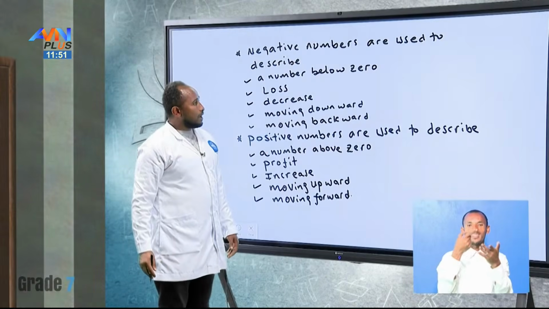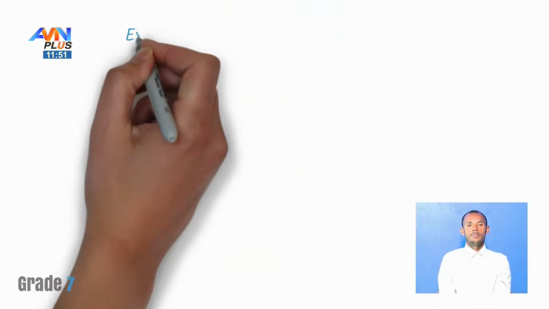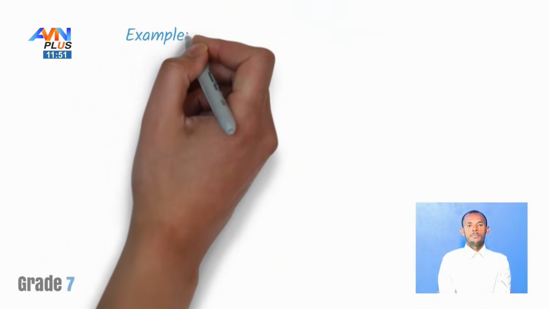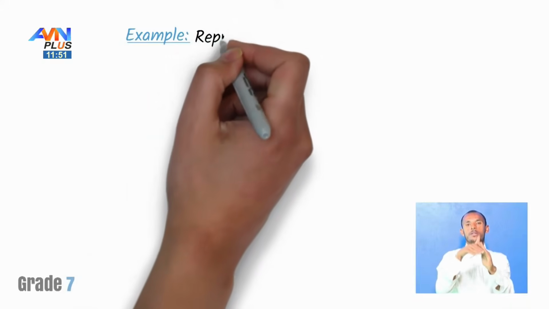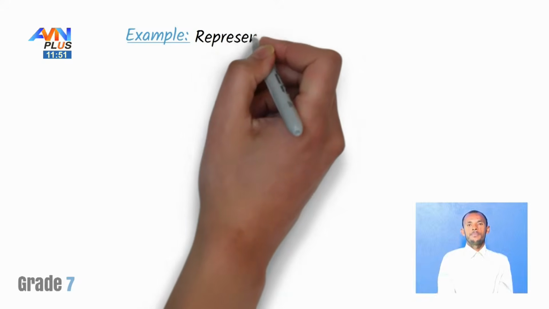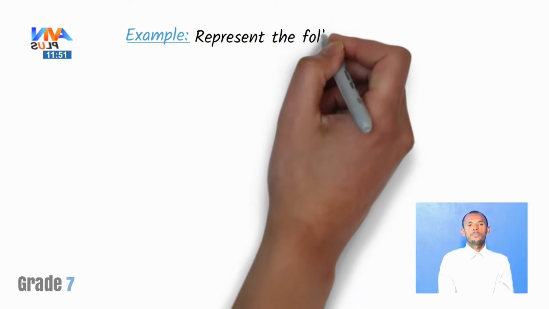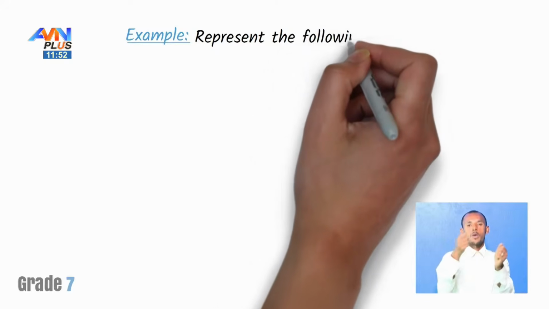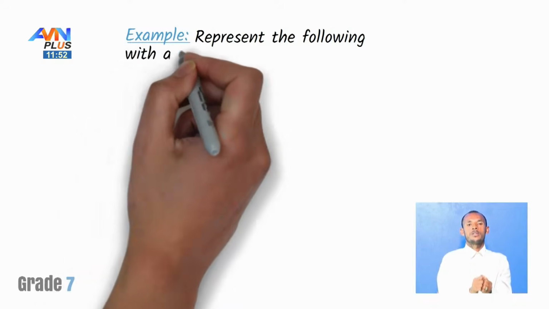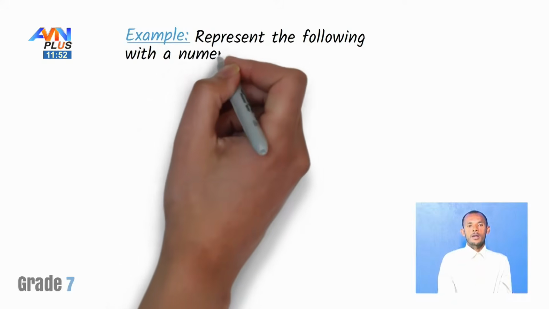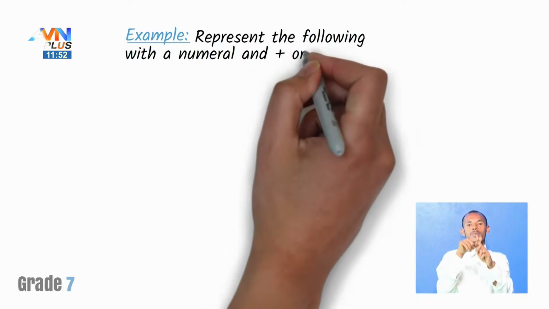Okay, this is it. Now, let's see examples for this concept. Example: represent the following with a numeral and positive or negative sign.